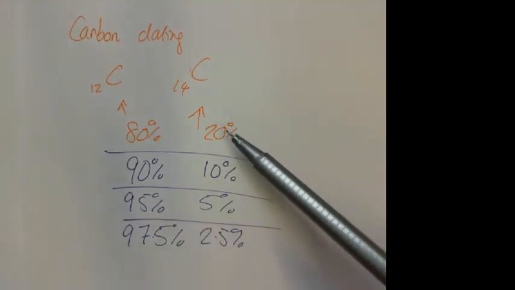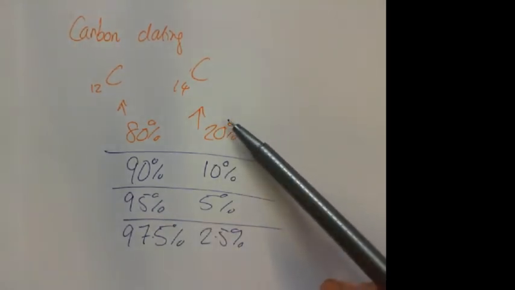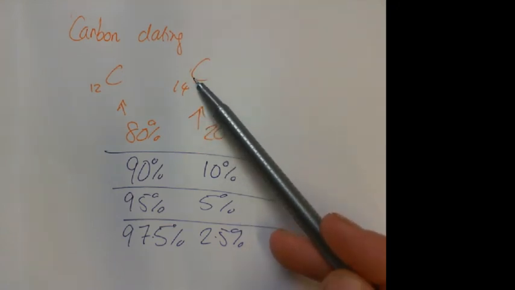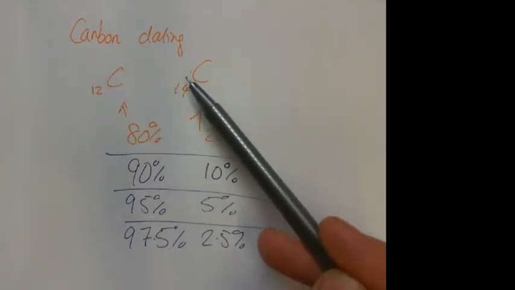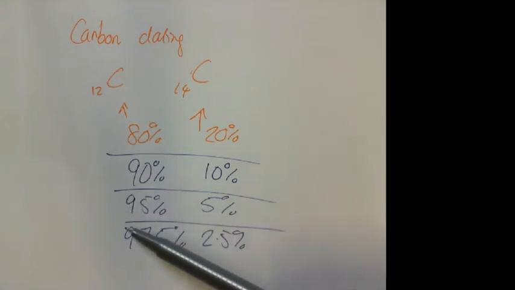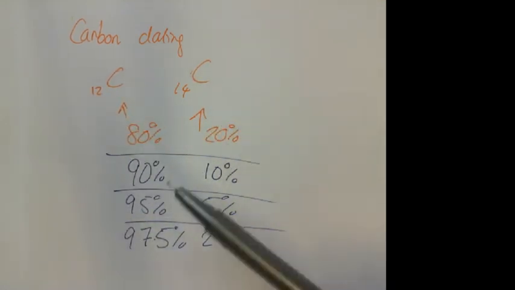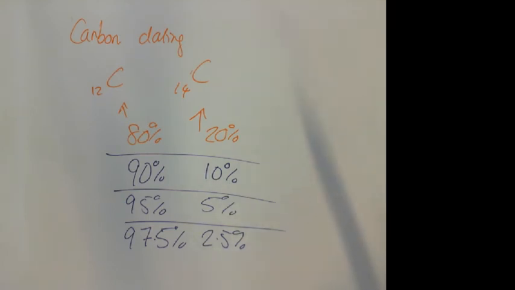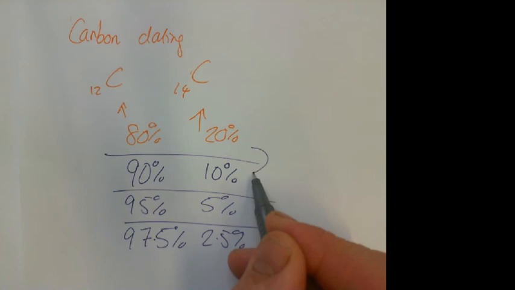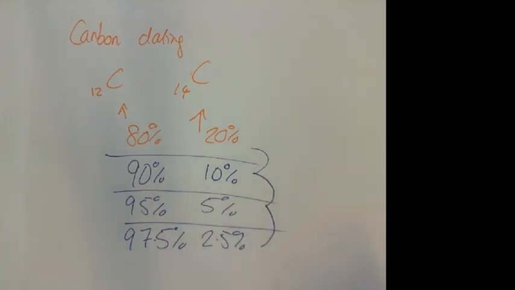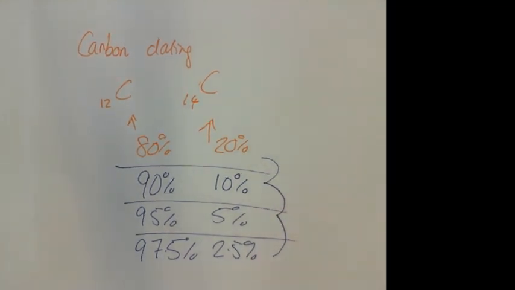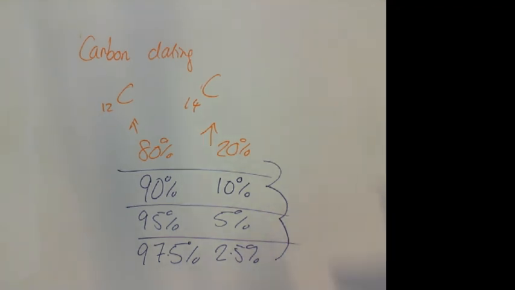What happens is, the longer you're dead, you're not taking on any more carbon-14, and your carbon-14 is turning into carbon-12. So the more carbon-12 you have as a percentage, and the less carbon-14 you have as a percentage, the older you are. So if you've only got 2.5%, then you would be 1, 2, 3 half-lives old. If you know what the half-life of carbon-14 is, times that by 3, and that tells you how old the substance is.